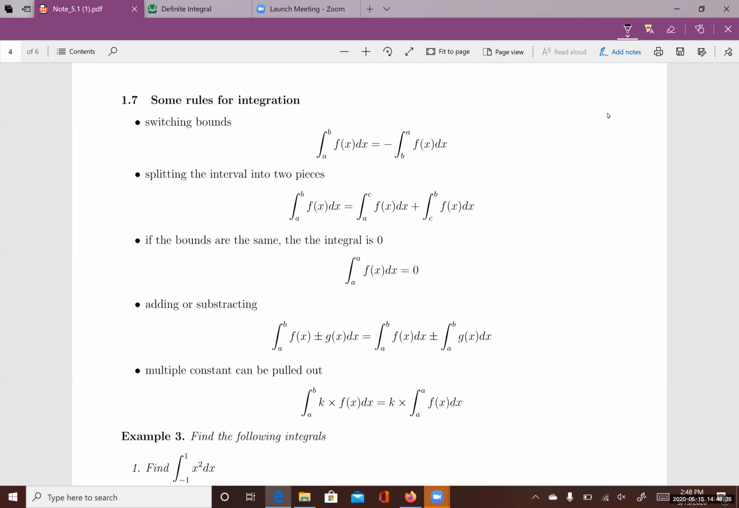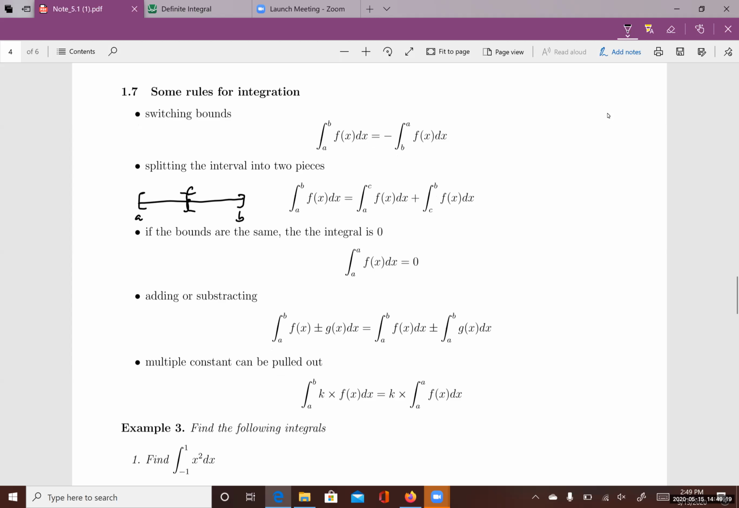You can split the interval into two pieces or more than two pieces. So in this one, we're considering the function from point A to B, then we can have a point C in the middle of A and B, and you split this into two different intervals. Then the integral of the function f of x from A to C plus the integral from C to B equals the integral of f of x from A to B. And if the bounds are the same, then the integral is 0.